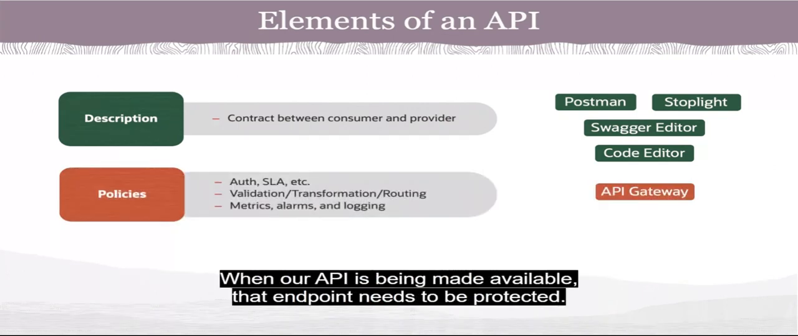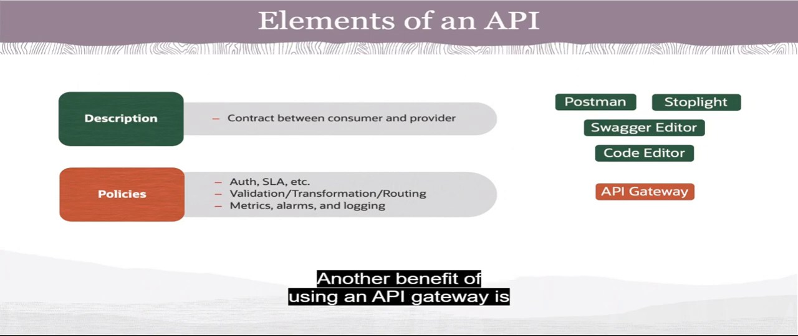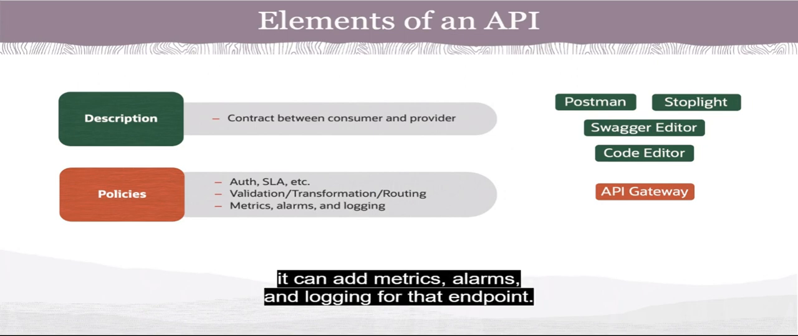When our API is being made available, that endpoint needs to be protected. And so we use the API gateway. The API gateway applies policies to enforce protection, such as authorization. It also performs validation, transformation, and routing. Another benefit of using an API gateway is it can add metrics, alarms, and logging for that endpoint.